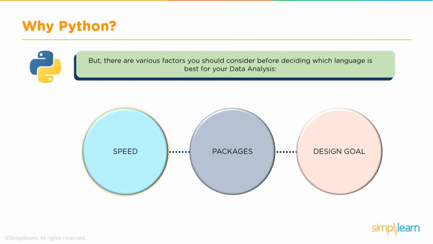So Python is a relatively faster language. Of course, it is not as fast as, let's say, C or C++, but relatively it is still faster. So these are the three factors which make Python the programming language of choice.